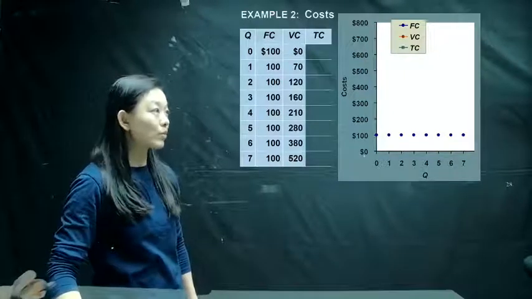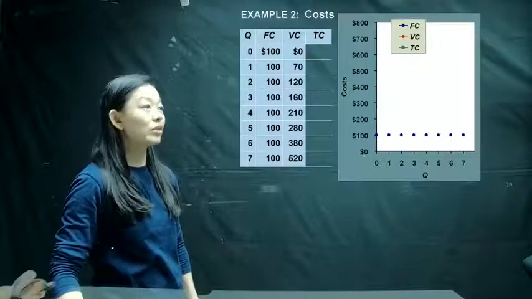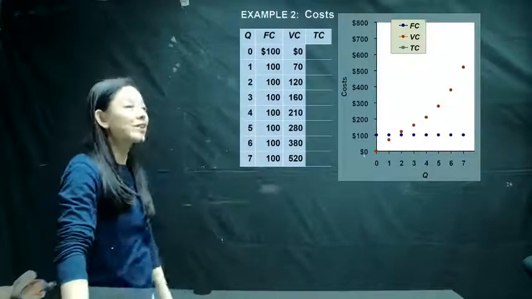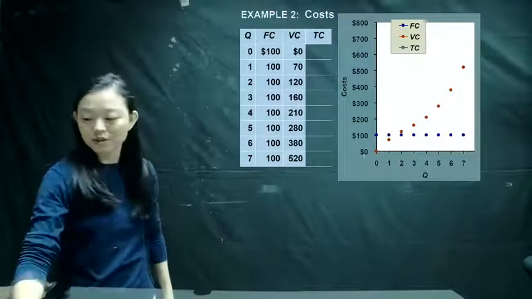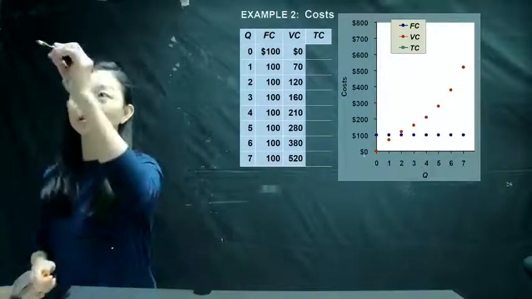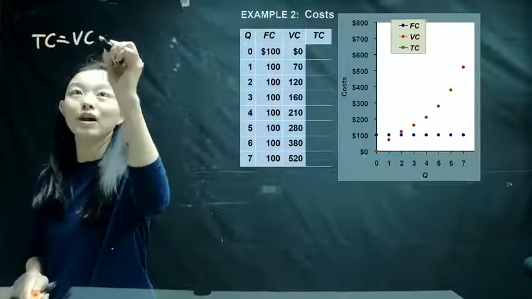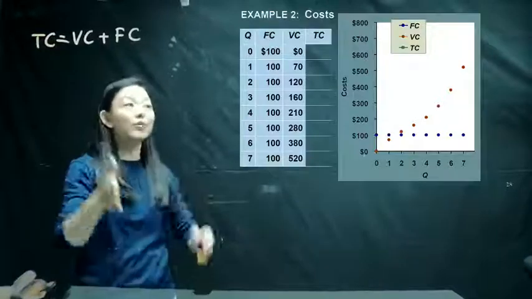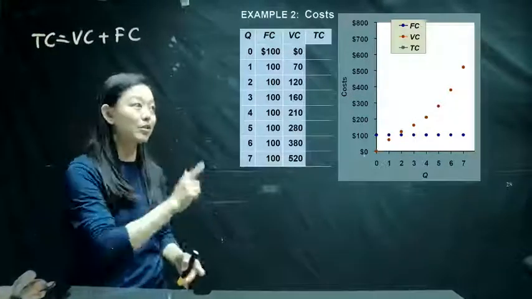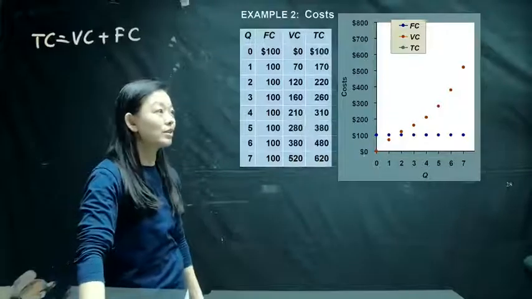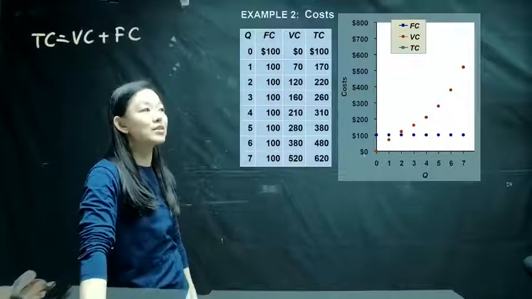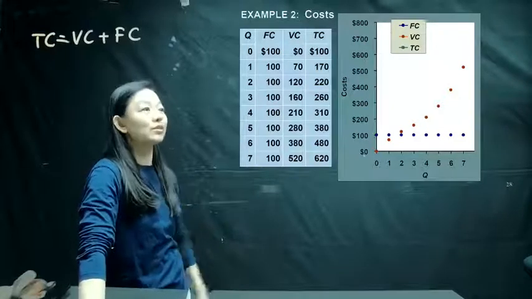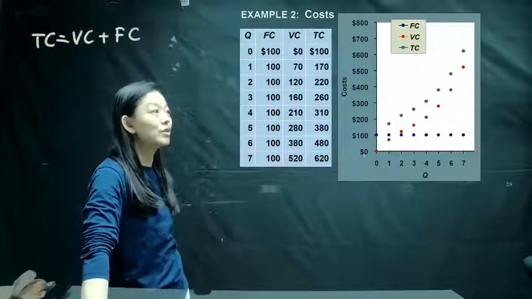Based on this information, we can also get the variable cost curve. You can see this is the variable cost curve. And finally, we can get the total cost. Total cost is just the summation of variable cost and fixed cost, right? So we just need to sum the third column and the second column to get the total cost. Finally, you can see this is the total cost. You can also get the total cost through this table, okay?